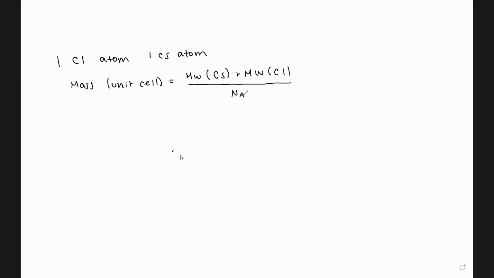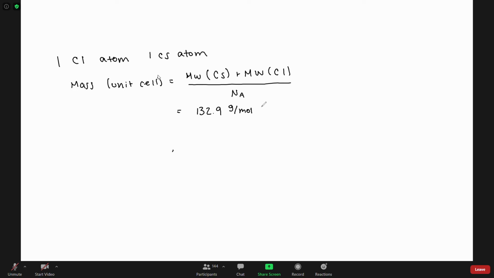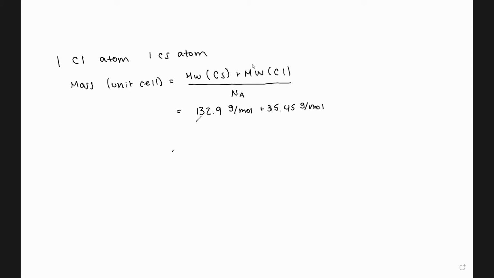And that's just a formula that we know. So that's going to equal 132.9 grams per mole plus 35.45 grams per mole, all over 6.022 times 10 to the 23rd inverse moles. And if we do that calculation, we'll end up with an answer of 2.796 times 10 to the negative 22 grams.